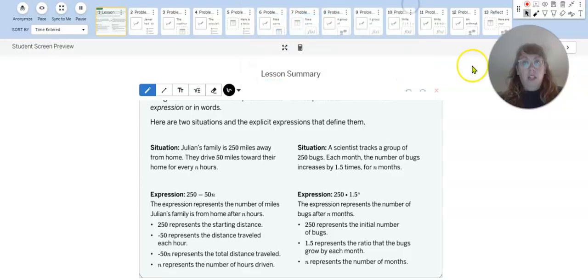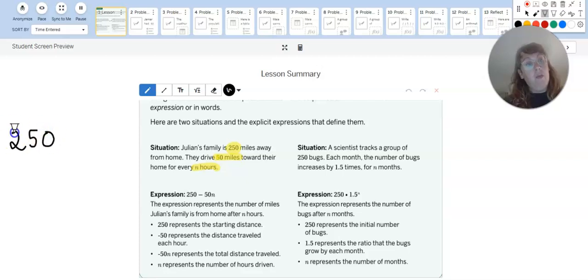The first one that we see is Julian's family is 250 miles away from home. So that's that starting value, how far they are from home. And they drive 50 miles towards their home every n hours. So we start with our 250 and we're figuring out how far we are from home. So we're going to do subtracting because we're getting closer and closer to home. 50 times the amount of hours, n.